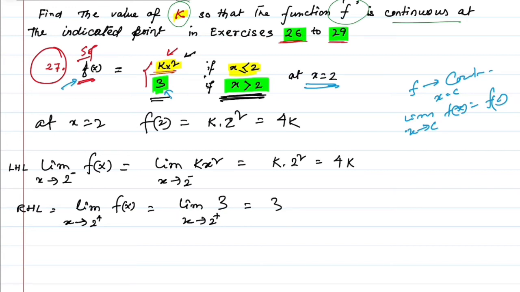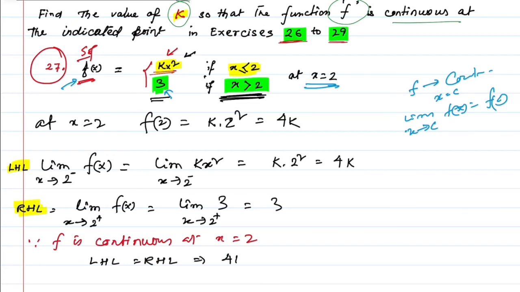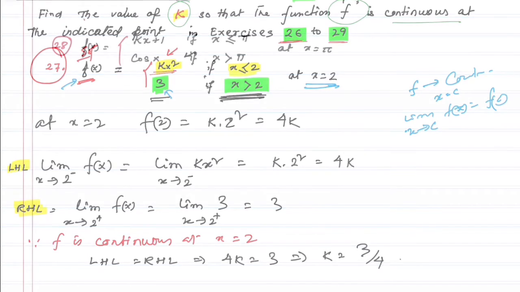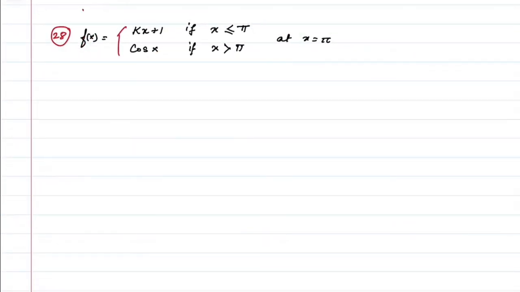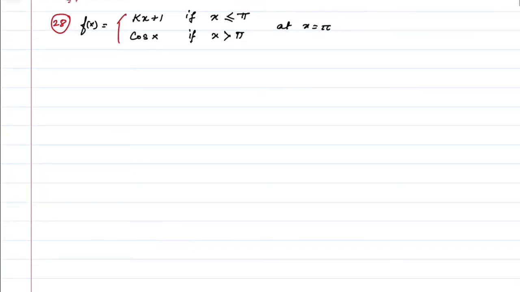So here you see, for the function to be continuous, left hand limit and right hand limit must be equal. Okay, since f is continuous at x is equal to 2, therefore in this case left hand limit must be equal to right hand limit, which implies 4k is equal to 3, which implies k is equal to 3 by 4. So that's how. Now in question number 28, let me solve this one also.